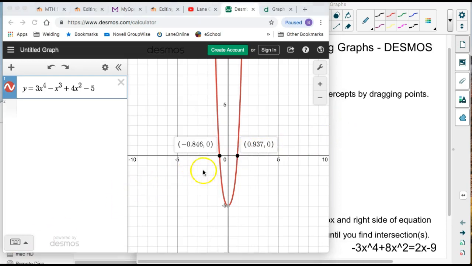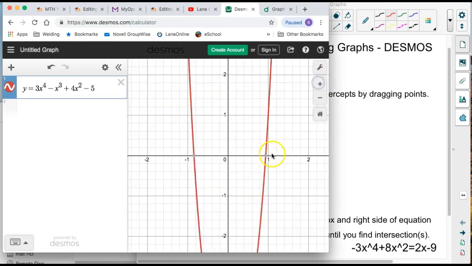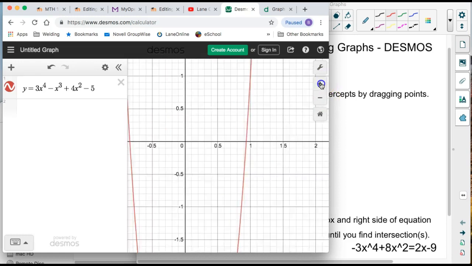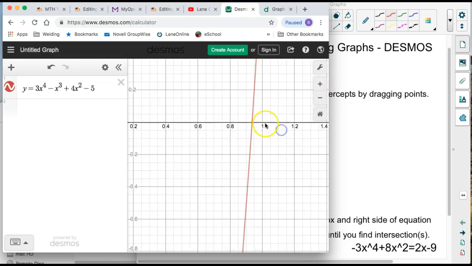Now those are not going to be exact, but it's rounded to 3 decimal places. If you want more than 3 decimal places, you're going to have to zoom in on the area that you want. So if you want a better estimate than 0.937, we can zoom in by just clicking on the zoom button. You can shift this around. If you zoom in on that area and click on the point, you can see now we have 4 decimal places. If we continue to zoom in, we can get more accurate decimals for the solution, depending on how many decimal places we want.